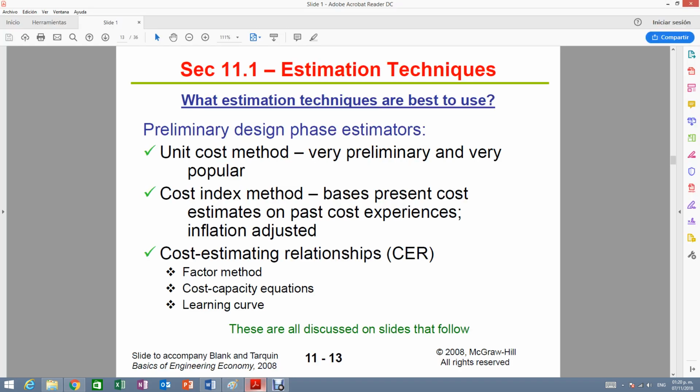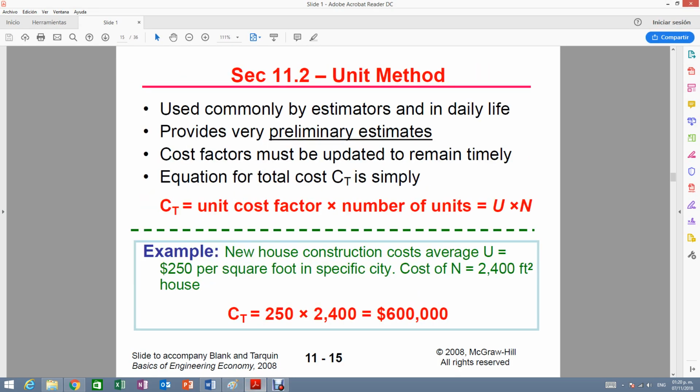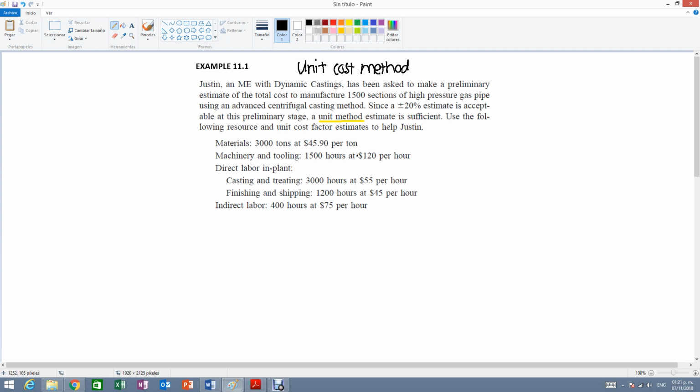Also listed in the PowerPoint for the unit cost method is the formula. It's going to be the total cost. You're going to multiply the unit cost factor, which is the cost per unit, times the number of units. We talked about the apples, so it's going to be the price per pound times the number of pounds that you need. We're going to abbreviate it with a U and an N. Let me write down the formula for your reference. Total cost is going to be equal to U times N.